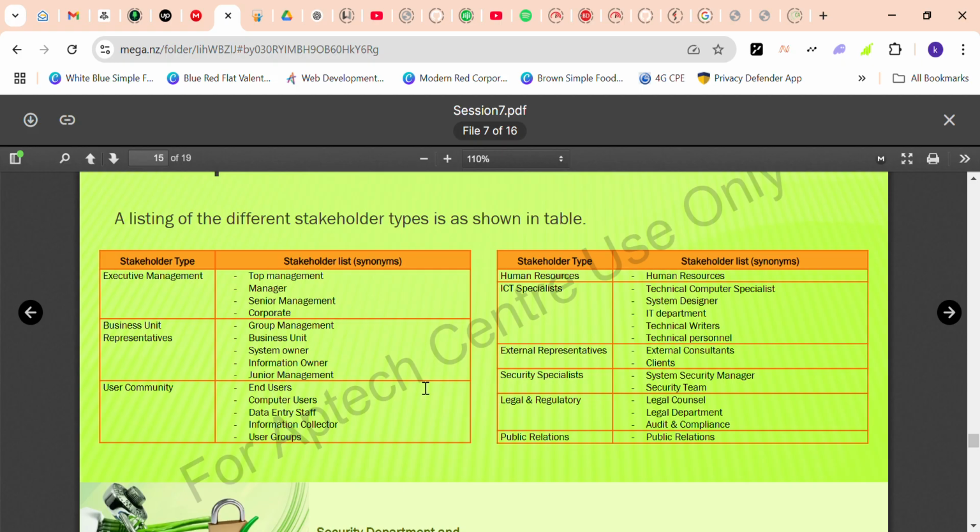Yes, listing of different stakeholders' types as follows. These are the types of stakeholders we have in the organization, and these are the people that represent them, like the people in this list of stakeholders. Exactly the type of stakeholders and the team that are in that department in those stakeholders.